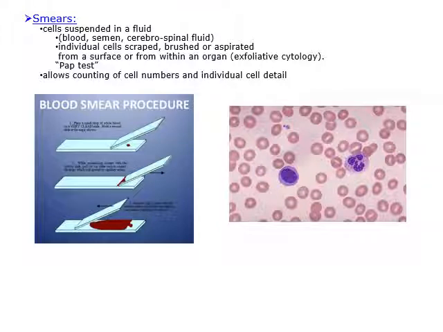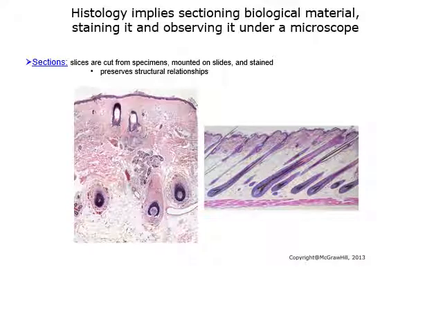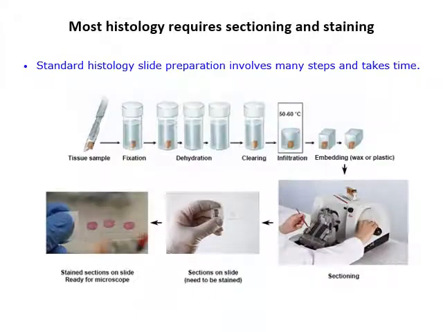In contrast to cytology, histology implies the sectioning of biological material before staining and observing it with a microscope. So here, for example, are two sections that are taken from human skin. A typical sample preparation involves several steps and takes time, from many hours to more than a day, depending on the urgency with which results are needed.